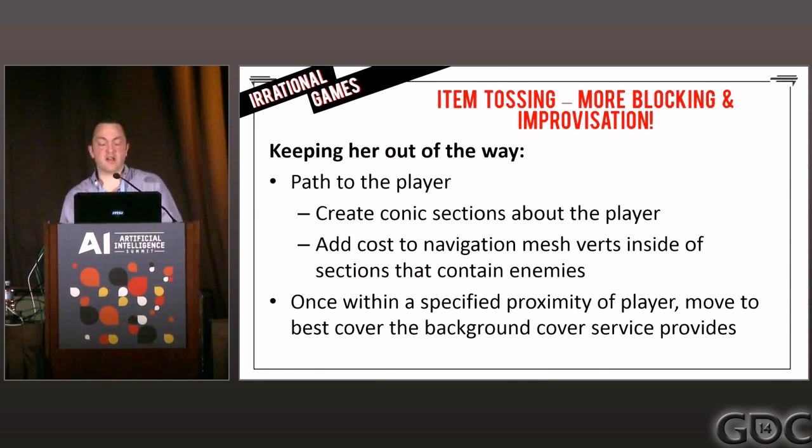But in the worst case scenario, if she did find herself on screen and the player, through their viewpoint, keeps her on screen, and she wanted to be closer to the player to take cover, we would have her first path to the player. To have her stay out of your line of fire and behave like she was trying to avoid being in a firefight, we would create a number of conic sections with the player's position as the pivot. If an enemy was found to be in one of these sections, we would add cost to the navigation mesh vertices. And in general, it ends up that she does a really good job to stay out of the line of fire.